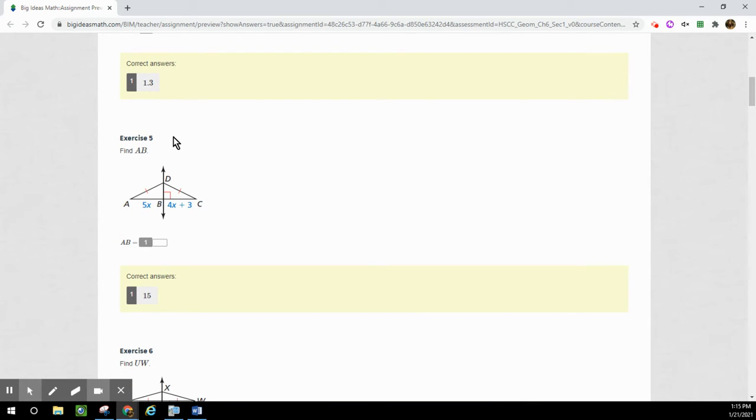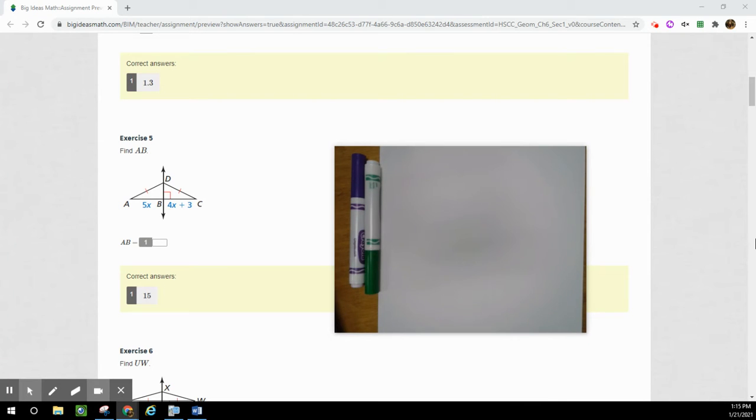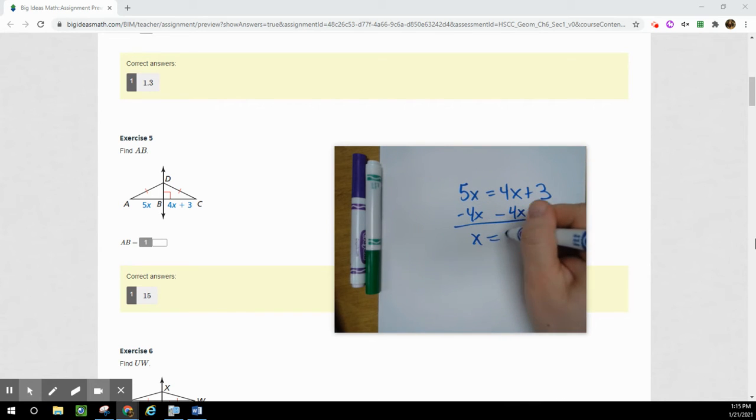In exercise 5, we need to find AB. We see the perpendicular bisector. It must be a perpendicular bisector because AD is equal to DC. This is perpendicular. So we're going to set up an equation and solve it. So 5x must equal 4x plus 3. Subtract 4x, and we get x equals 3.